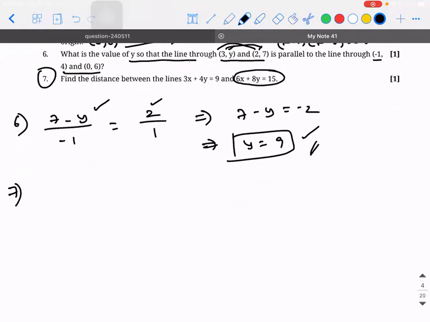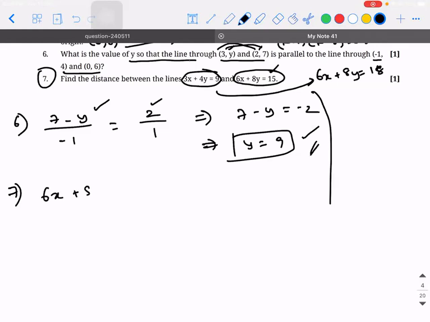To divide by 2, sir. So I feel, since the right hand side is an odd number, it's better to multiply the first equation with 2. My job will be easy. So if I multiply the first equation with 2, then I'll get 6x plus 8y is equal to 18. So always ensure the equation is in the standard form. So 6x plus 8y minus 18 is equal to 0, and 6x plus 8y minus 15 is equal to 0.